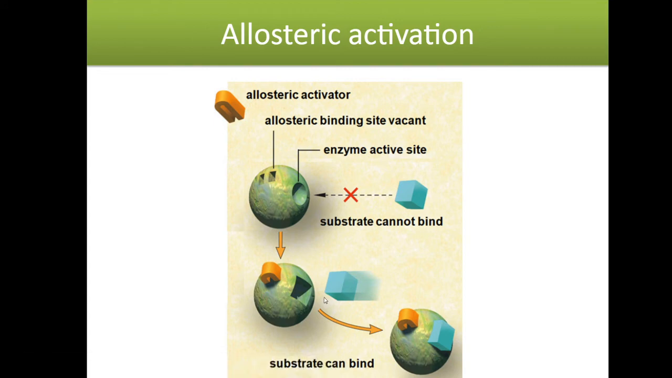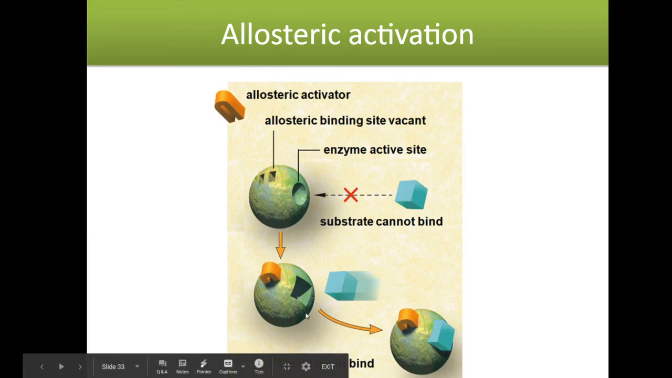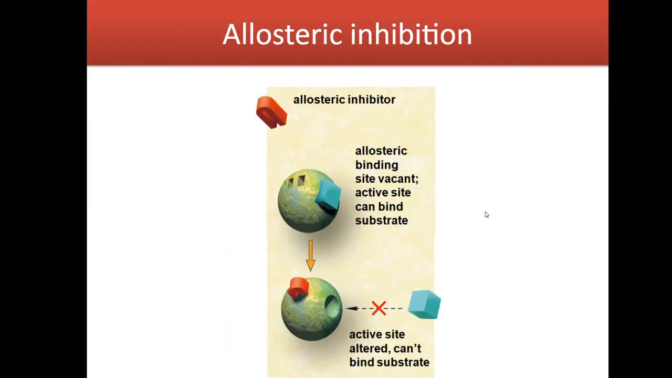We also talked about allosteric inhibition, where the inhibitor molecule binds allosterically. Remember, allosteric just means not the active site. And that changes the shape. In this case, it would change it from square to circle, and now the substrate can't bind. So that would stop the process. You can see it right here.